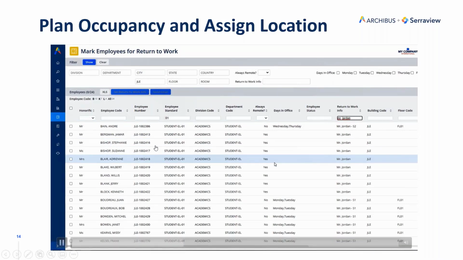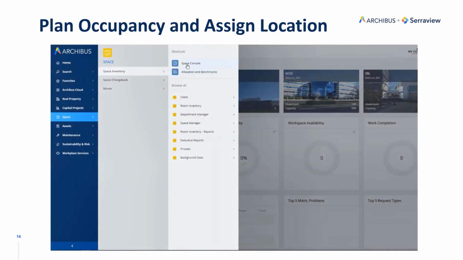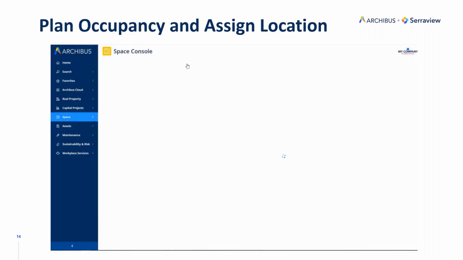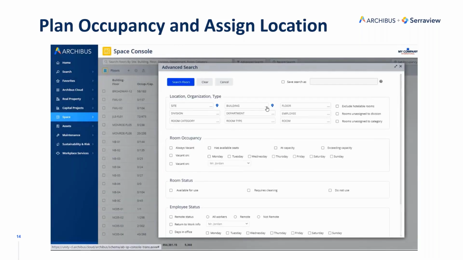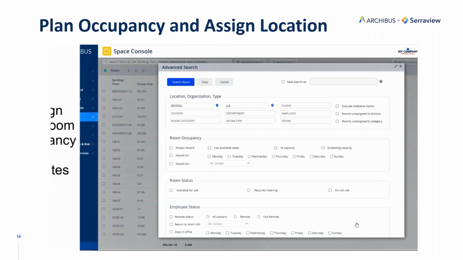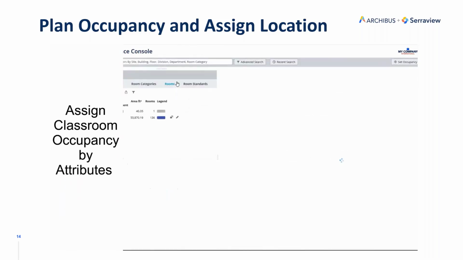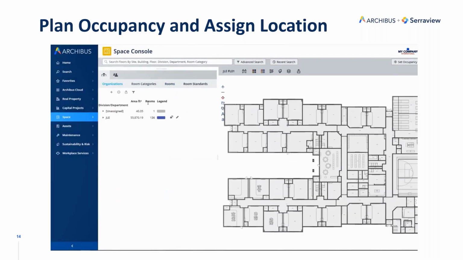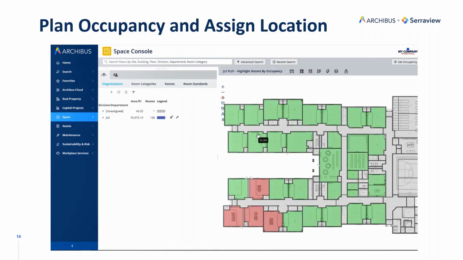Now, once I have this, the next phase is relatively simple, and that kind of follows Archibus's tradition: assigning those individuals to space. So I'm going to go back to the space console, find that John Lewis Elementary School that we have here, find that specific floor plan, and filter it in the right ways that will help us assign those individuals into space.